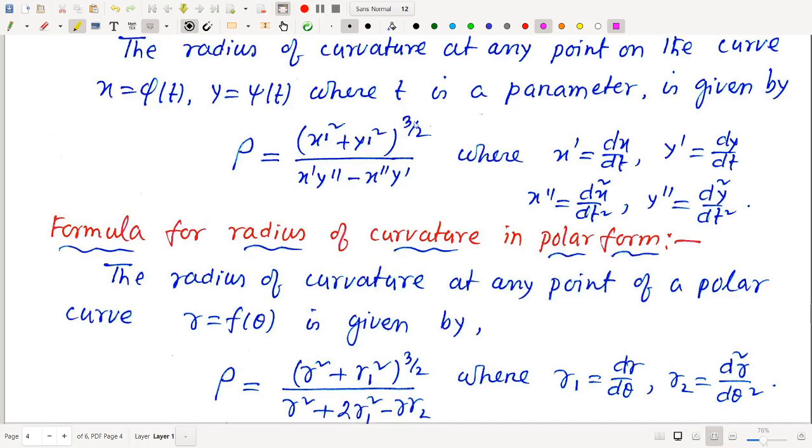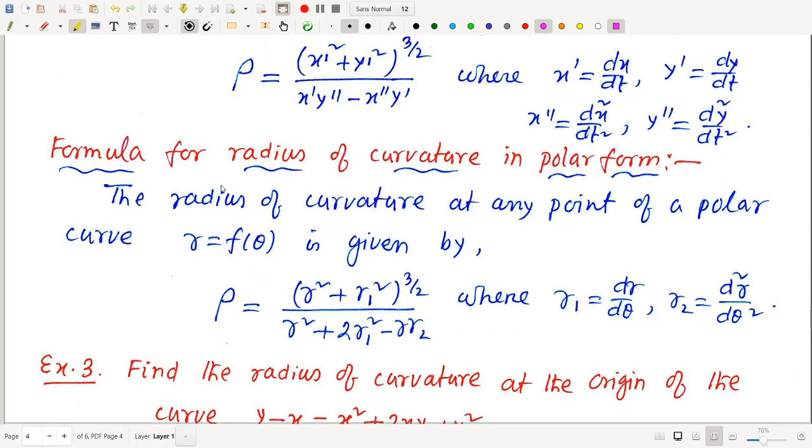x dash square plus y dash square whole thing to the power 3 by 2 divided by x dash y double dash minus x double dash y dash, where x dash means dx by dt, y dash means dy by dt, x double dash means d square x by dt square, y double dash means d square y by dt square. Double dash is the second derivative, dash means derivative. So this is the formula for radius of curvature in the case of a parametric curve, that is, if it is given in parametric coordinates.